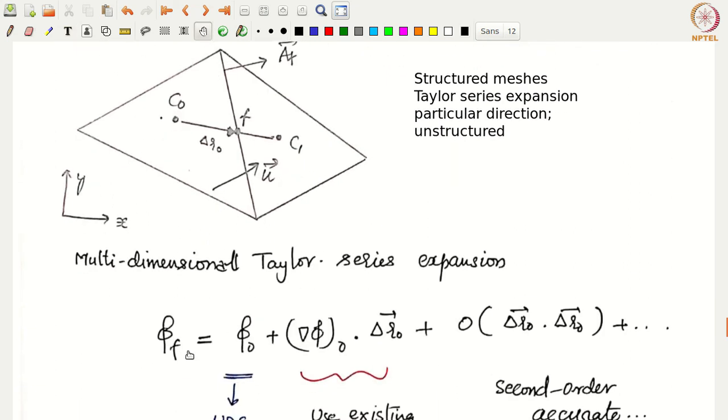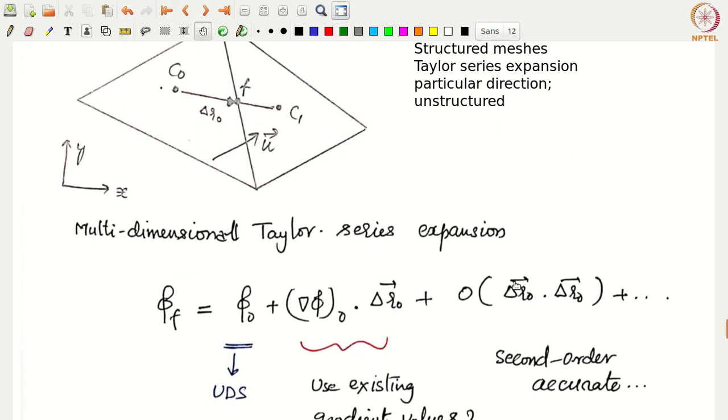That is basically to obtain the value of phi on the face, we can expand this about phi 0. This is phi 0 plus grad phi 0 dot delta R naught, essentially we expand with our gradient calculation, and then the next term would be del square phi times order of del R naught square, right? So this will require you to calculate the second derivative of phi, just like what we have done, but in multiple dimensions.